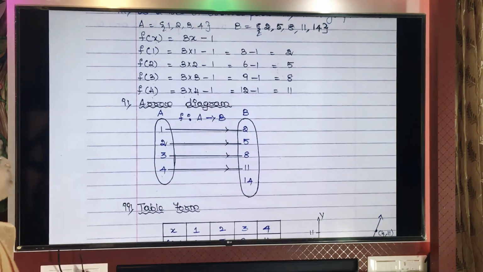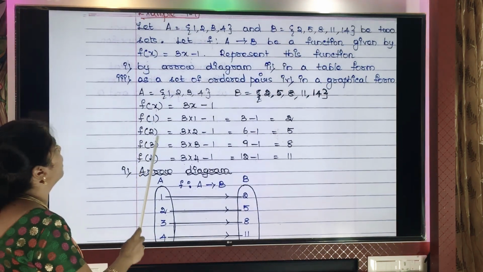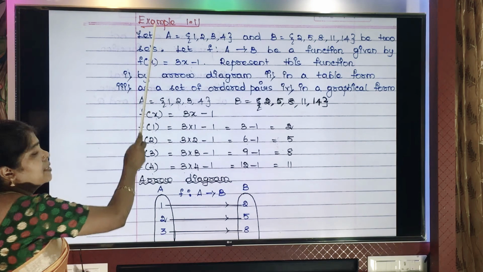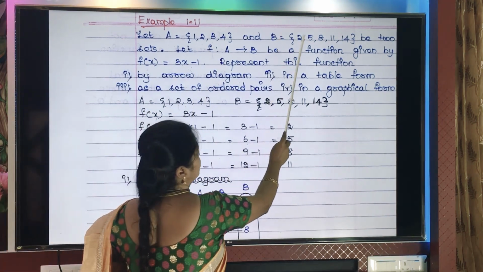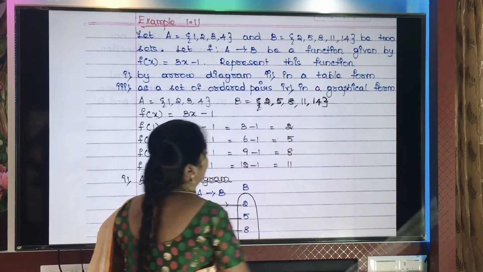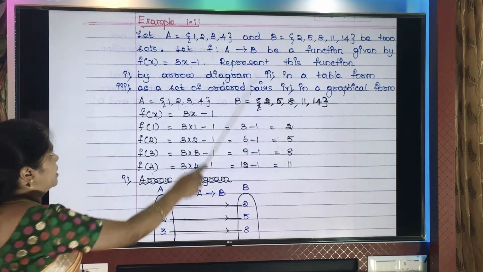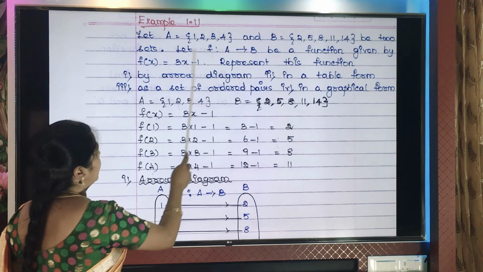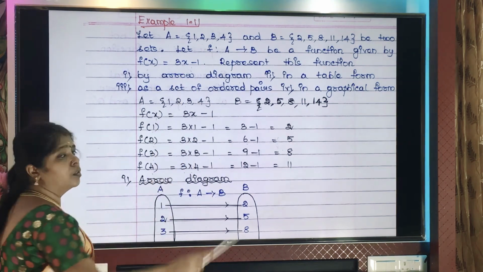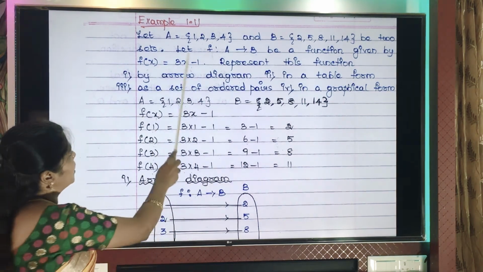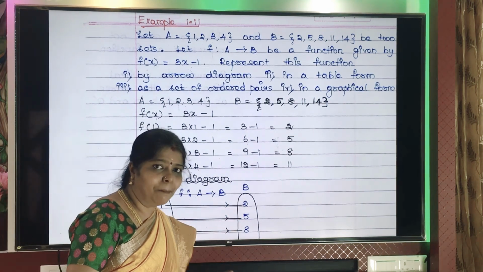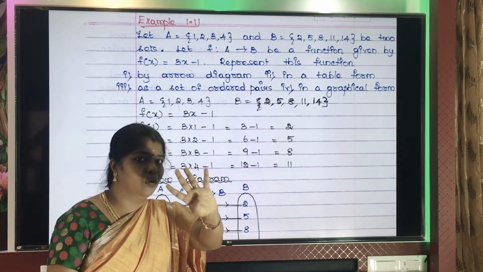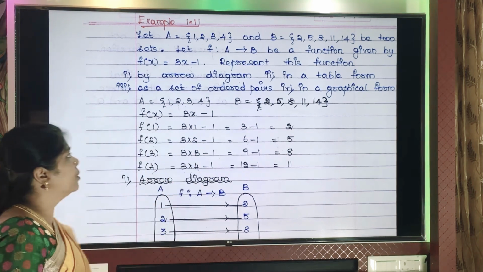Now let us move on to example 1.11. This is set A: 1, 2, 3, 4. For set B: 2, 5, 8, 11, 14. Now there is a function f from A to B and it is given by f of x equal to 3x minus 1. This is the rule. Now what is the question? We need to represent this function in those 4 ways. Let us see how to do it.